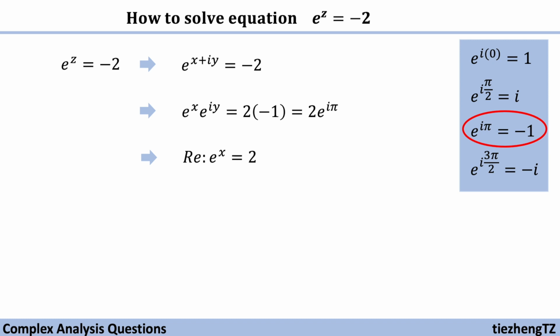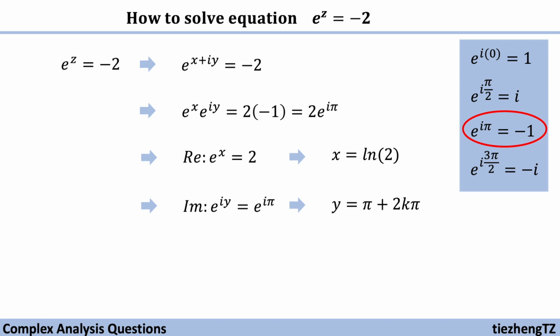So we can solve our equation by dividing it into two parts, the real part and the imaginary part. For the real part, we have e to the power x equals 2, so we know x is equal to ln 2. Likewise, for the imaginary part, we can figure out y equals pi plus 2k pi, because they have a cycle of 2 pi.